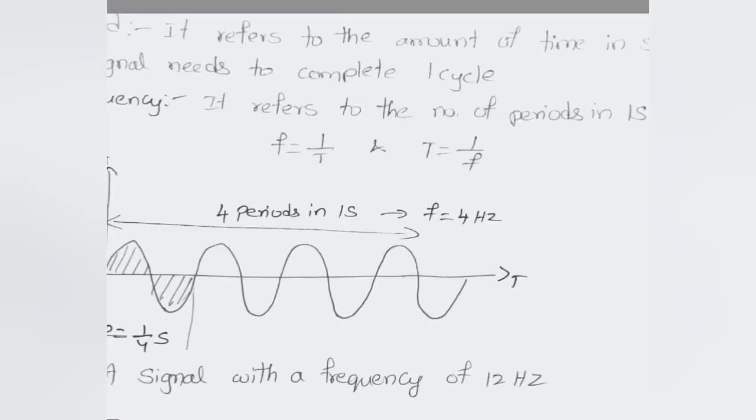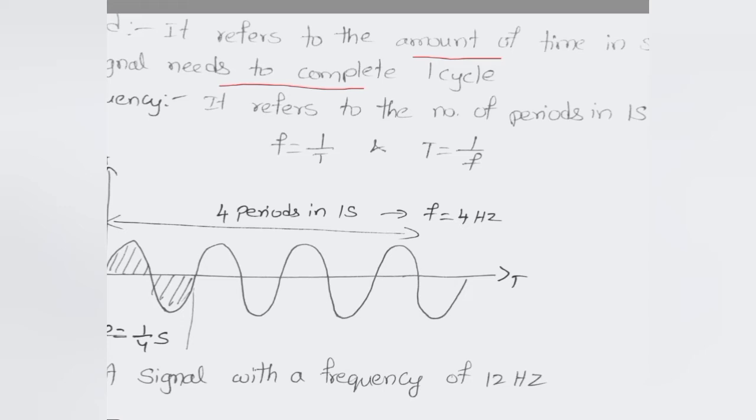So the next one is the period. It is also one of the parameters of the sine wave. It refers to the amount of time in seconds a signal needs to complete one cycle. Right? So a period refers to the amount of time a signal needs to complete one cycle.